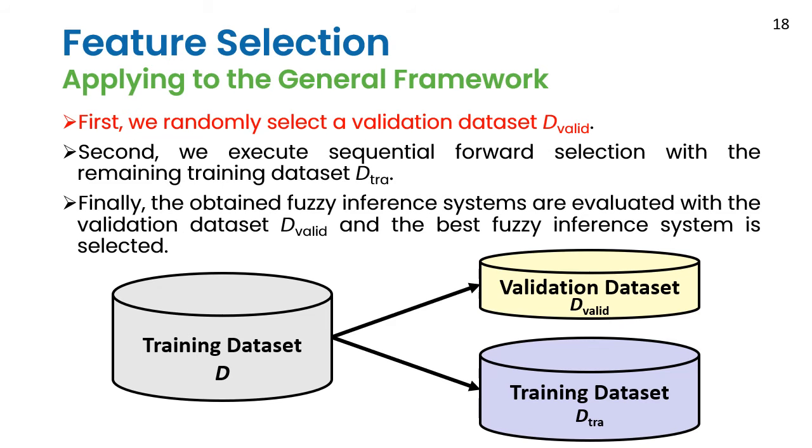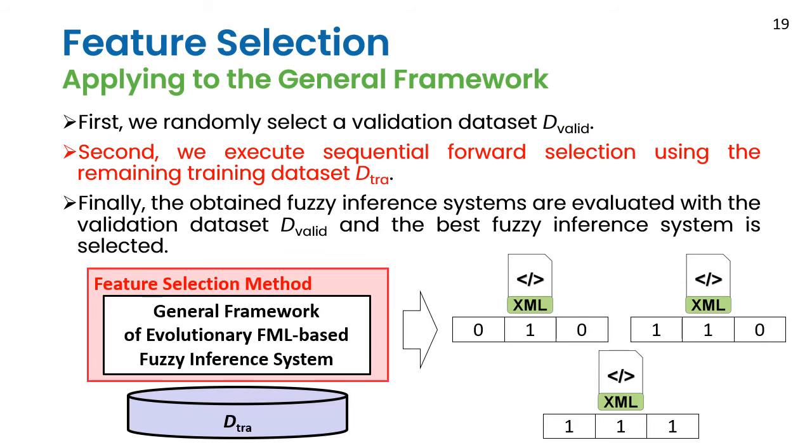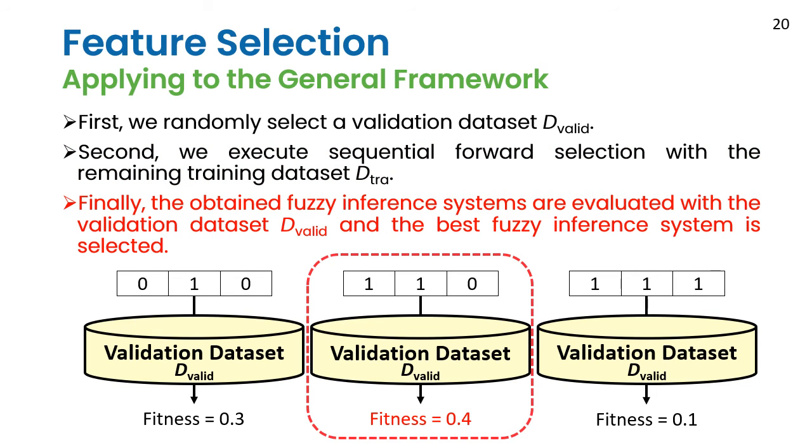I will explain the procedure of applying feature selection to the general framework. First, we randomly select a validation dataset from the given training dataset. Next, we execute sequential forward selection using the remaining training dataset. Then, some fuzzy inference systems are obtained. Finally, the obtained fuzzy inference systems are evaluated with the validation dataset, and the best fuzzy inference system and the best combination of selected features are selected.